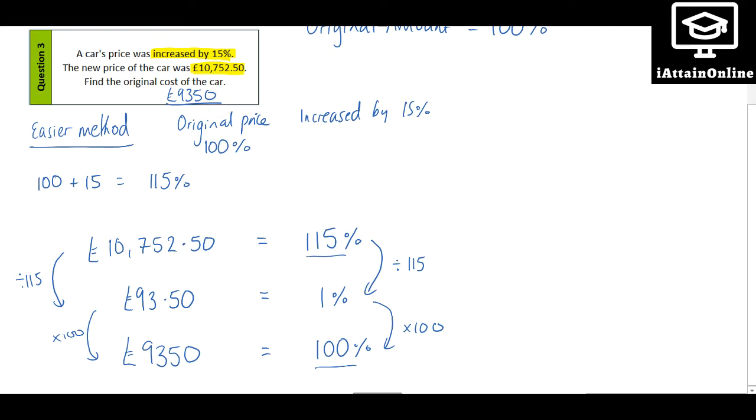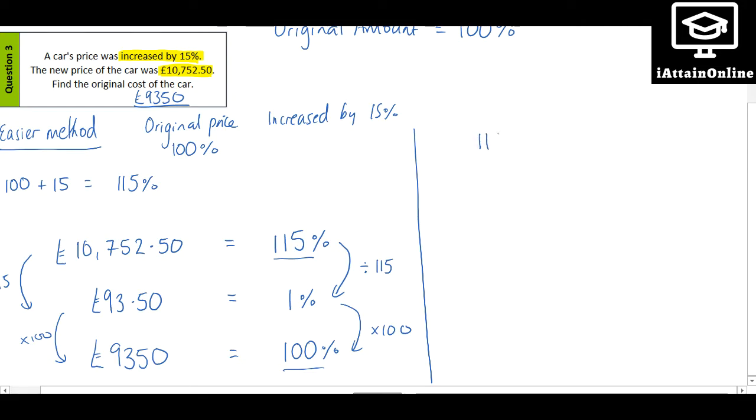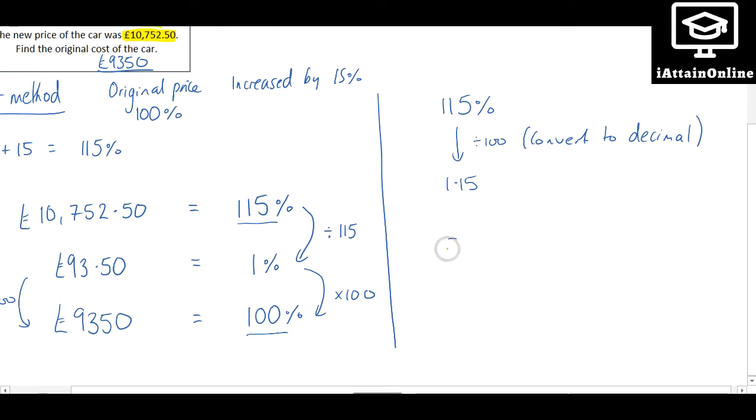Okay, the slightly more tricky method, but it will allow you to get to some more difficult questions, is you still need to work out, to start with, that we have 115% of the original amount. This £10,752.50 represents 115% of the amount that we're trying to find. Now, if you convert this to a decimal, we're going to divide it by 100 and convert to a decimal. This gives you 1.15.